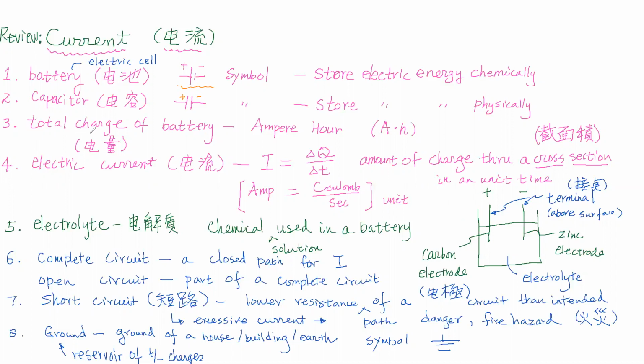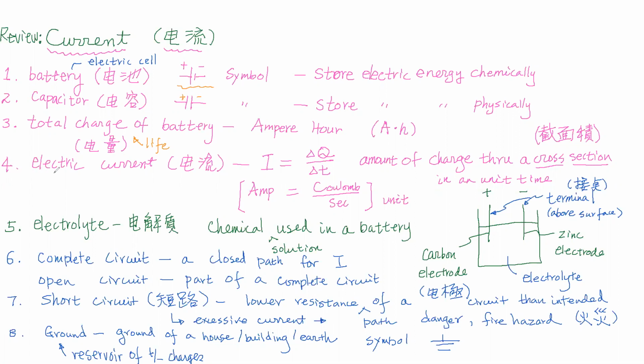Number three, total charge of a battery, 电量. Ampere is a unit for current. So ampere times hour becomes a unit to describe the total charge of a battery. So if you want to say the life of a battery, this is a good indicator: how much charge is in a battery?